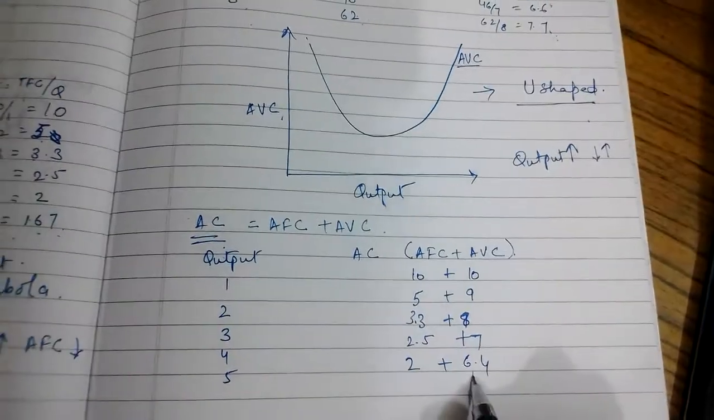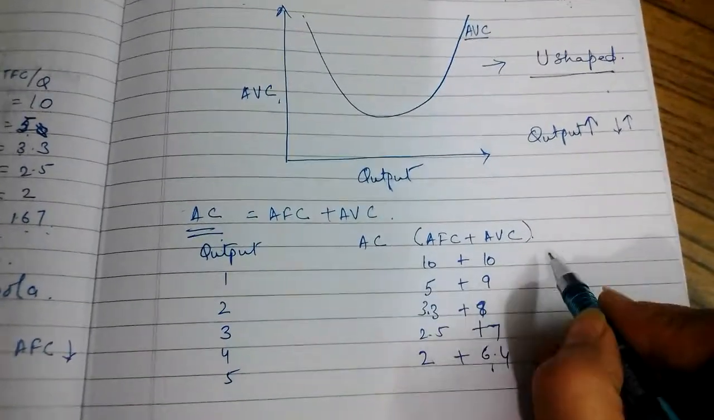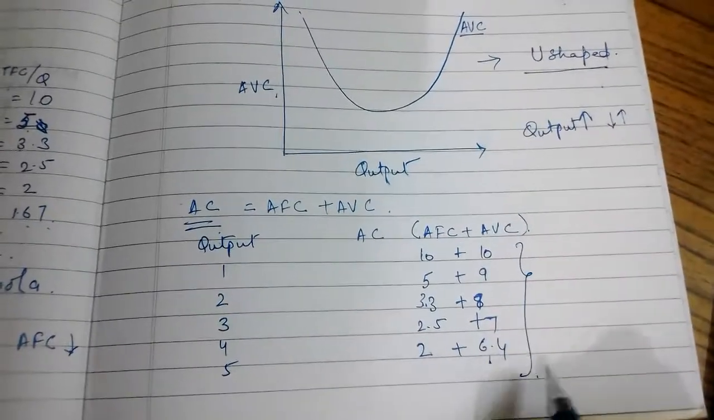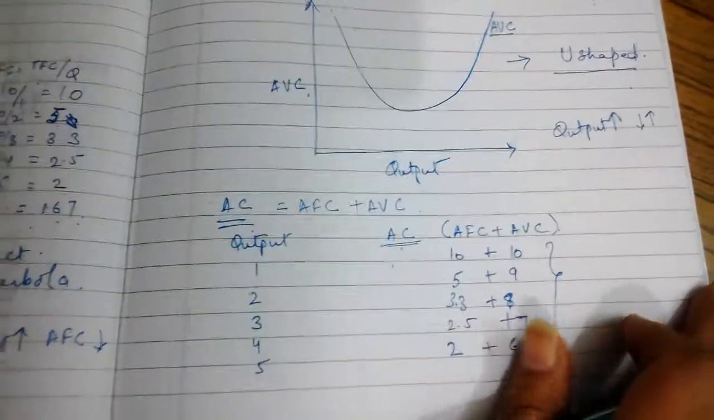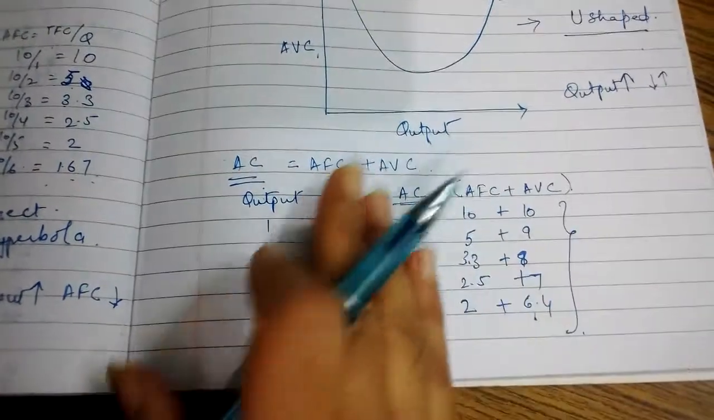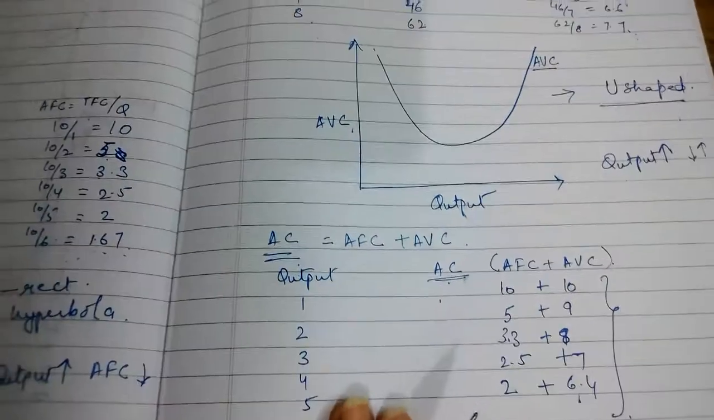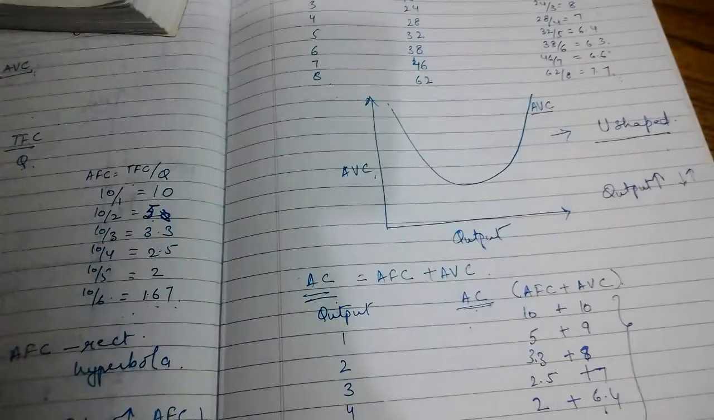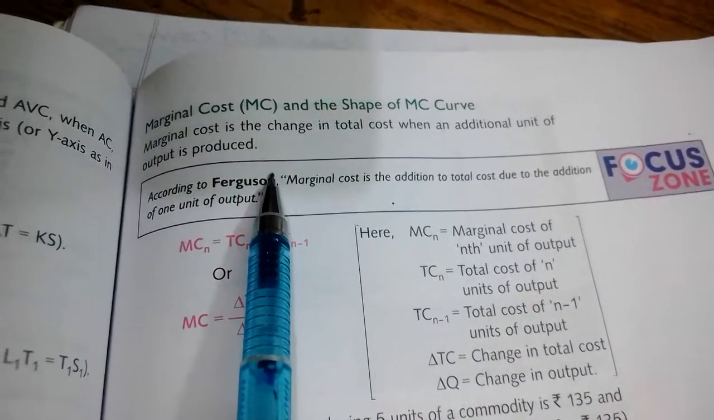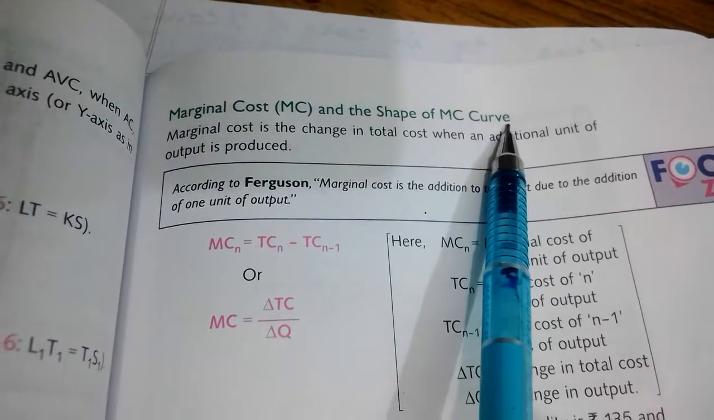So when we add up all these, we get to calculate, जब हम इन सबको ऐड कर देंगे, we will get average cost. Okay, and when we plot the graph of average cost with output, we get the summation graph of average variable cost and average fixed cost. So next we are going to discuss marginal cost and the shape of the marginal cost curve.